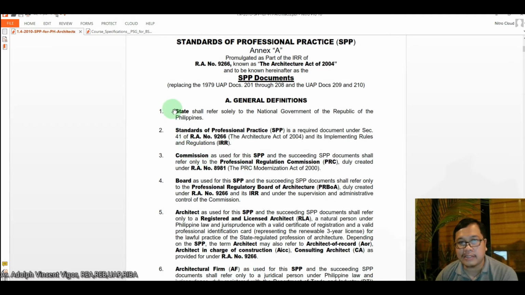So what does this imply, class? It implies that architecture as a profession is something that is regulated by the state, or the Republic of the Philippines. So the standards of professional practice is a required document under Section 41 of Republic Act 9266, or the Architecture Act of 2004, and its IRR, or Implementing Rules and Regulations.